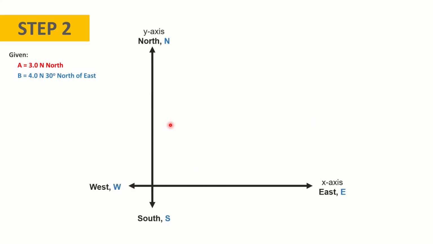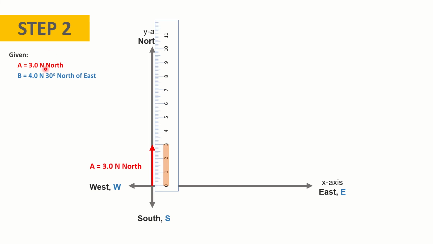Second step is to locate our given vectors in our Cartesian plane. We utilize the Cartesian plane to visualize the direction of the vectors. So we have here north, east, south, and west. Vector A is 3 newtons north. We have no associated angle given, but we have a direction. Since it is directed north, it is a straight line going towards the north.